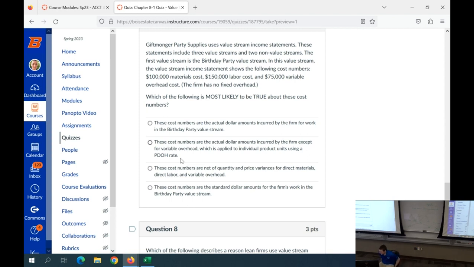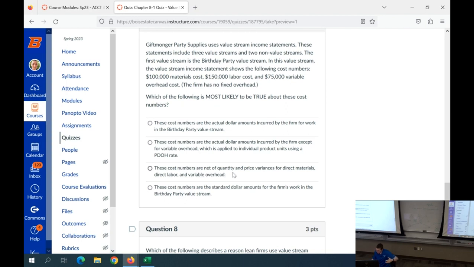You look at the income statements, and that's as far as those overhead costs will go. And so this isn't correct either. These cost numbers are net of quantity and price variances for direct material. Once I see the variances, I'm like, that's wrong. So no, they're not net of.